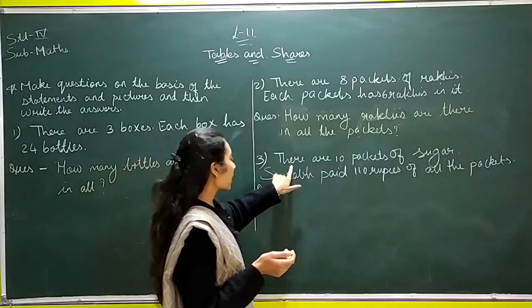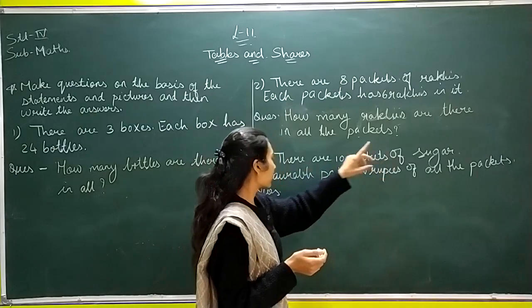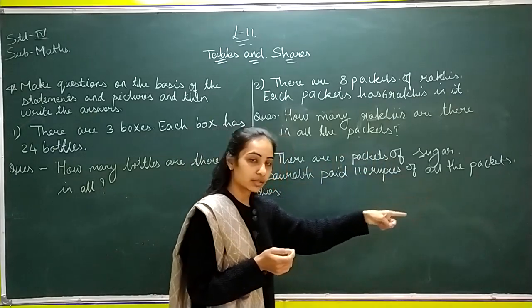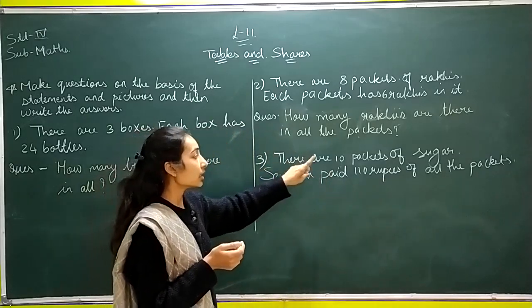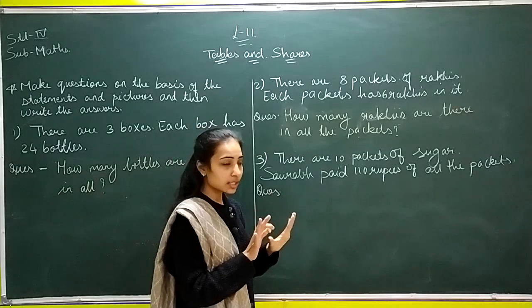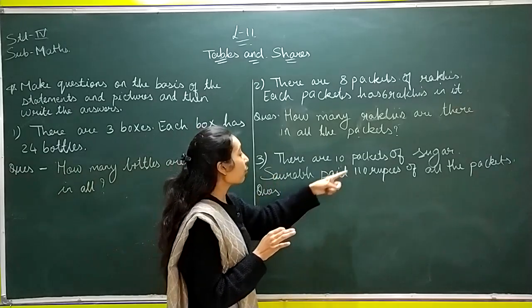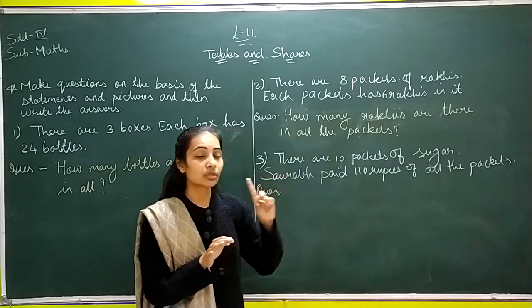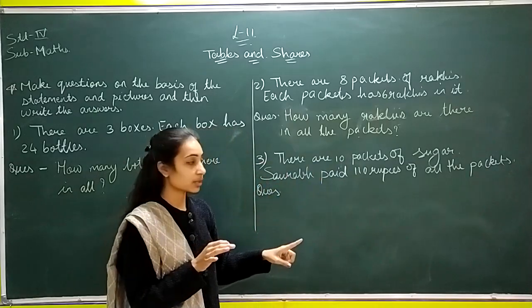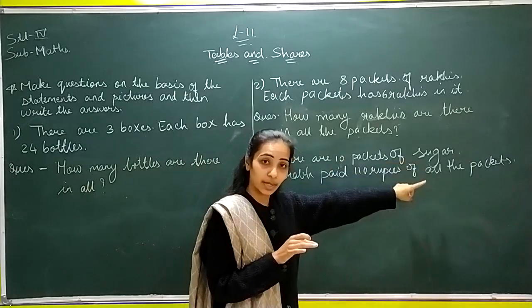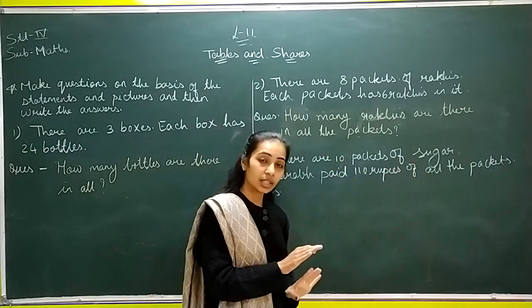Third one, there are 10 packets of sugar. Saurabh paid 110 rupees for all the packets. Now see, there are 10 packets of sugar. 10 packets are there, right? Saurabh paid 110 rupees for all the packets. Now see, it is not told that for one packet he has paid this much, but it is told that he has paid 110 rupees for all the packets. Now here the price of all the packets is given.